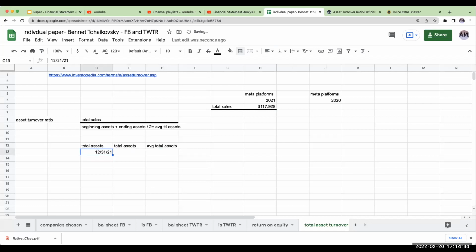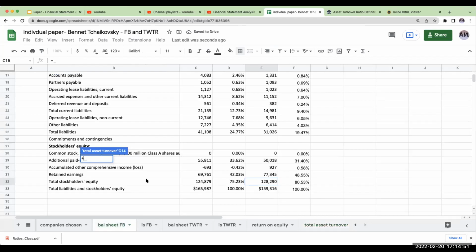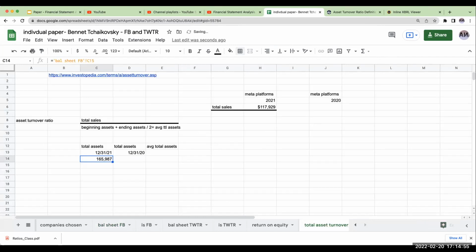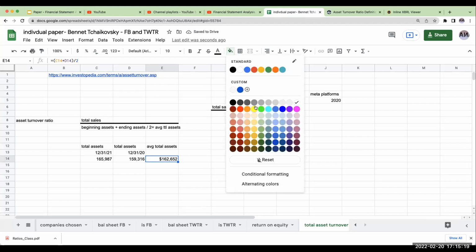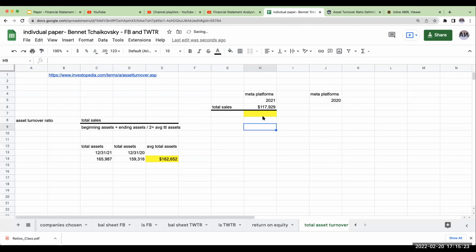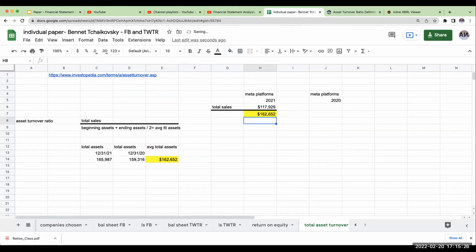So our total assets for 12/31/21 and 12/31/20. As of 12/31/21, our total assets were 165 billion. Our total assets as of 12/31/20 were 159 billion. So my average total assets is going to be 162 billion, and the value is just in between these. So we're going to go ahead and bring this over here. So my total asset turnover ratio is going to be about 0.72.